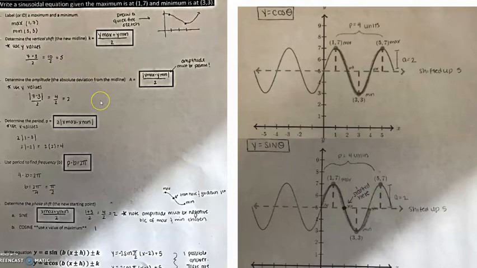Next up is my a value. So instead of adding my y values, I'm now going to subtract my y values. So 7 minus 3 is 4. Absolute value of 4 is 4. 4 divided by 2 is 2.